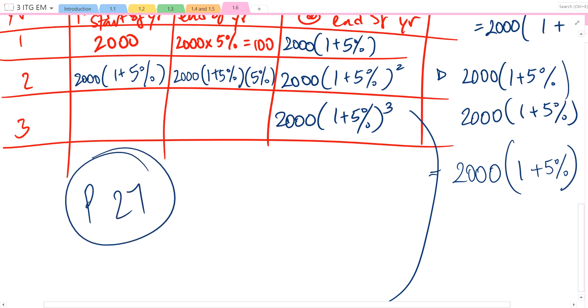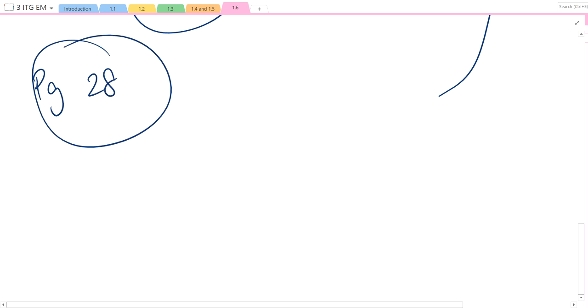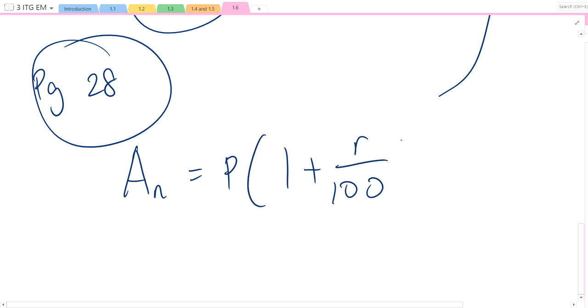So this is the derivation for the compound interest formula. You have learned the simple interest formula. This is our compound interest formula, and it is found on page 28. I will write it out for you. A_n equals P times 1 plus R over 100, to the power of n. So this is my compound interest formula.